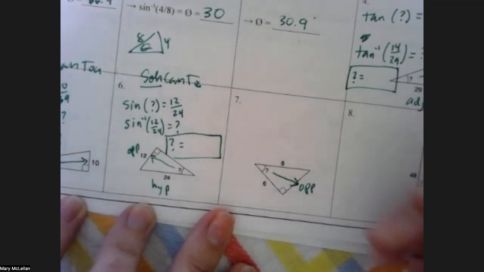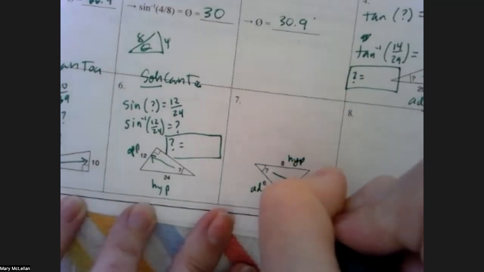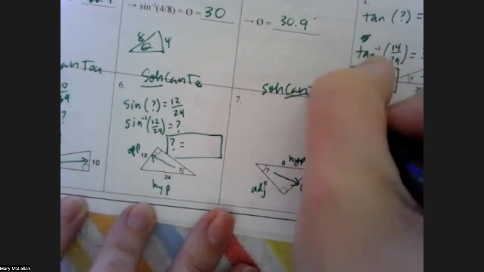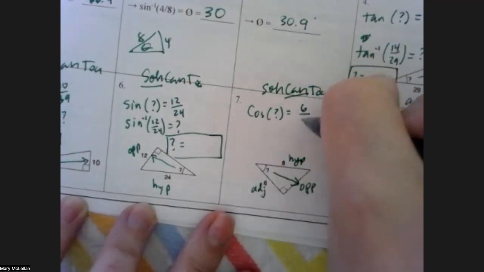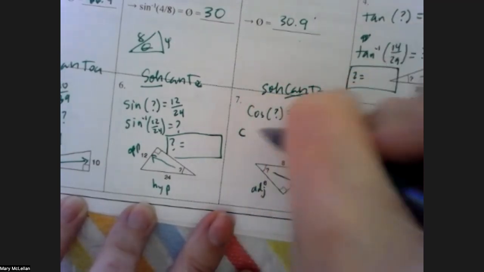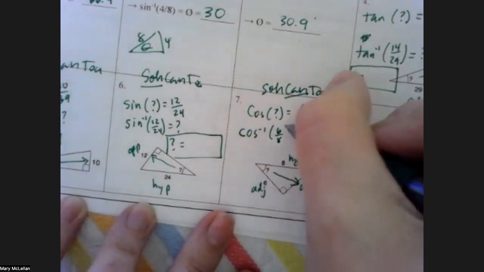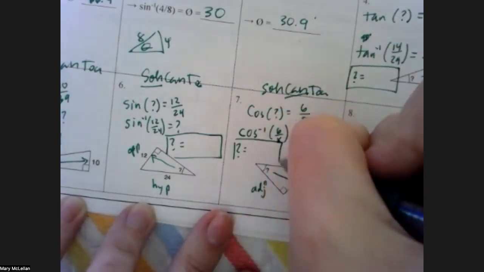I don't need the opposite because it's not labeled, but that's how I figured things out. My hypotenuse is 8, and my adjacent side is 6. I know I'll be using cosine because I have my adjacent and hypotenuse. So cosine of my angle is equal to 6 over 8, adjacent over hypotenuse, which tells me that I need to find my angle. So the inverse cosine of 6 over 8 is equal to my angle, and my angle must be whatever I get when I plug that in, which I'll do last.